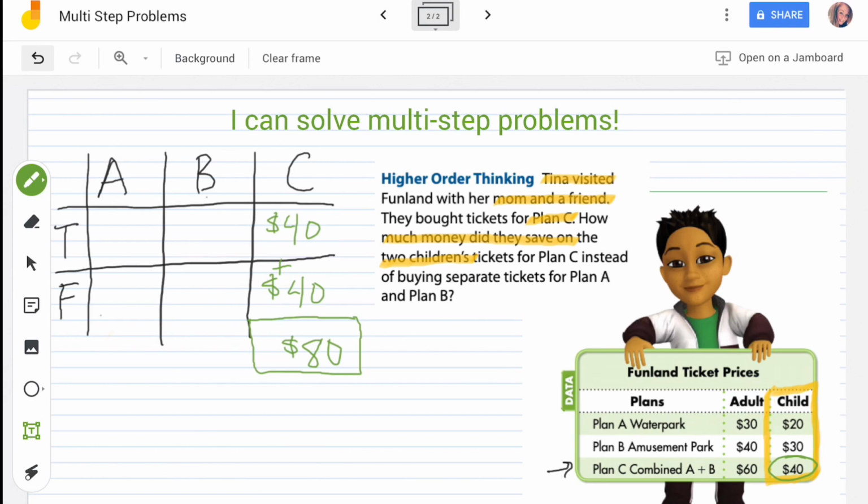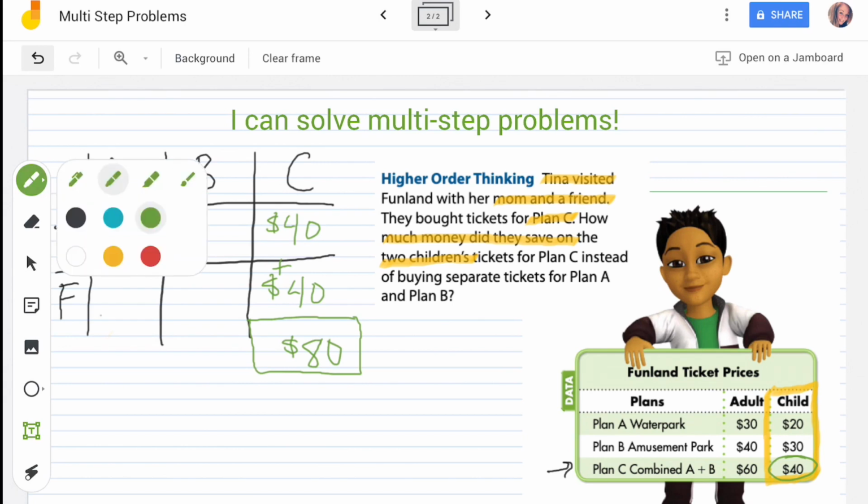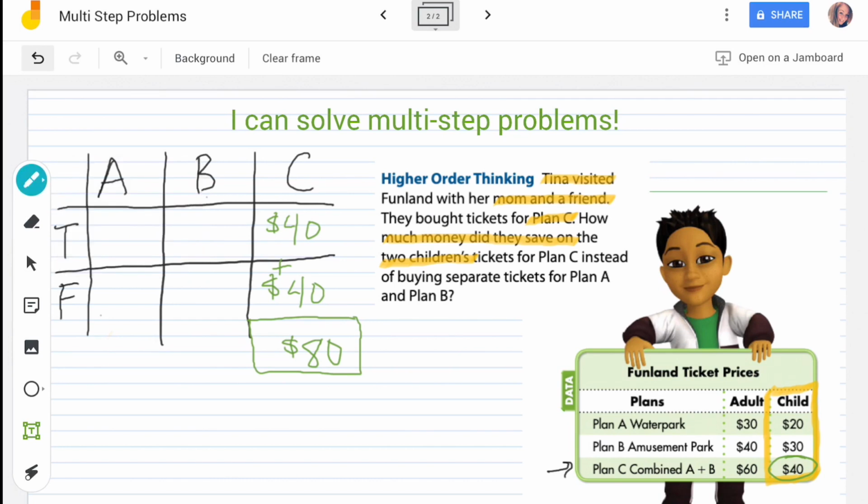Well, now let's figure out how much the tickets cost under each of the other plans. Go back to the data table. How much does each child ticket cost under plan A? $20. Very good. So I know that Tina's ticket costs $20 and the friend's ticket also costs $20. How much is that altogether? That's right, $40. So plan A costs $40 for two kids.